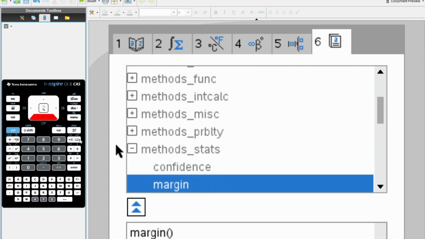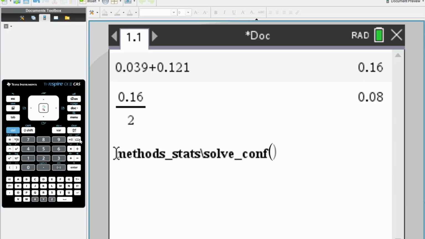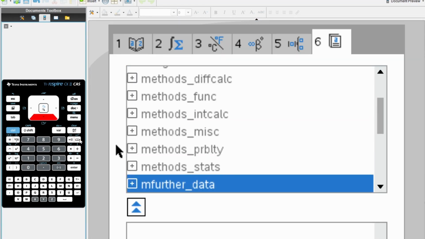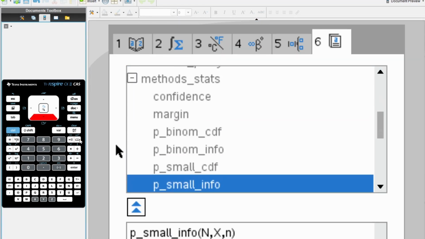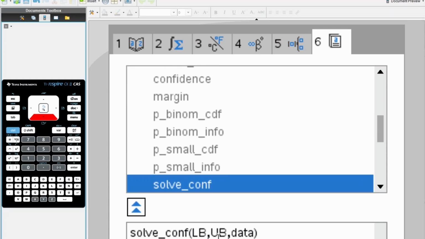You can go to method stats, go down to solve confidence, plug in those endpoints there. So solve confidence, how does that work? I've got to show you. Solve confidence works by putting in the upper and lower bounds of your confidence interval and then some piece of data. So what does that mean over there?